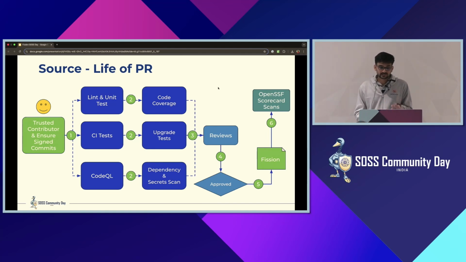Once all these things are done, reviewers will review and it goes into our main branch. Then of course there are Scorecard scans which continuously run on the main merge. With this, we try to ensure we are getting the right changes in Fission in terms of security.